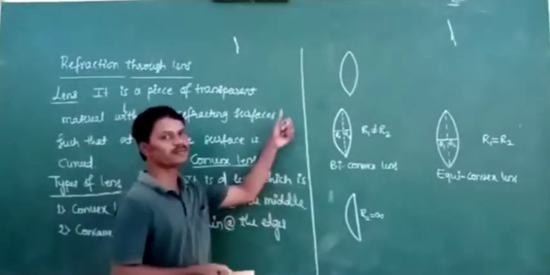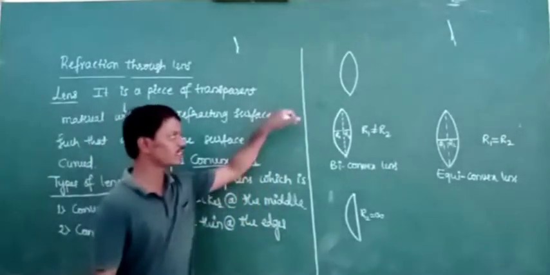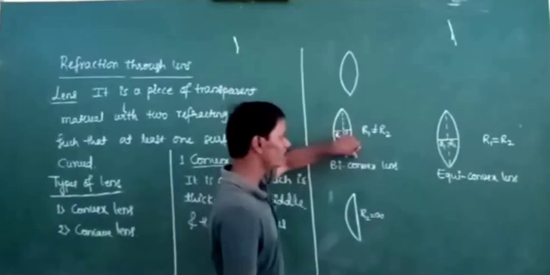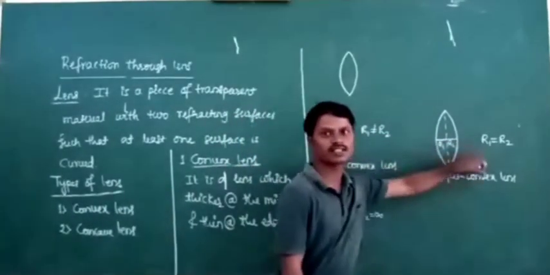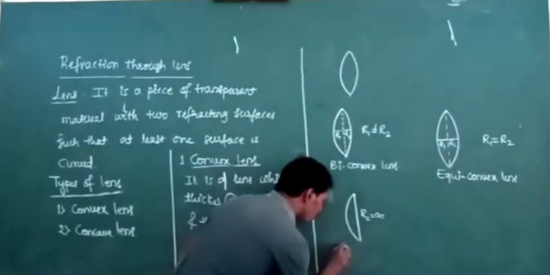Then how many types of convex lens are there? Three types of convex lens. What are those? Biconvex lens, equiconvex lens, and also planoconvex lens.